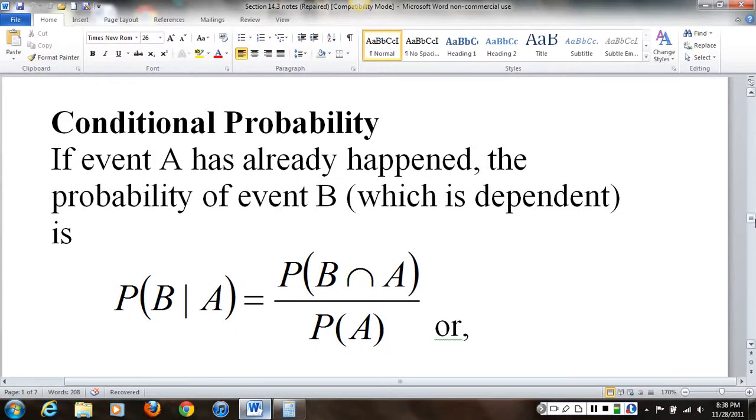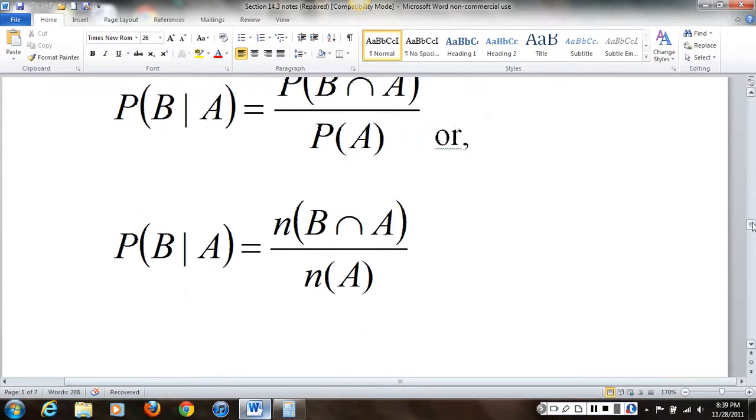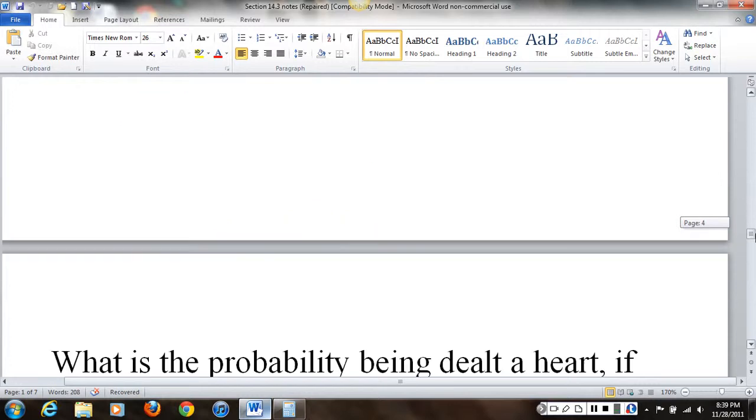Now, conditional probability. Again, the event A has already happened. The probability of event B, which is dependent, is this: the probability of the intersection of B and A divided by the probability of A. Or if you're looking at the number of elements in a certain event, the number of elements in the intersection divided by the number of elements in A is another way of phrasing it.